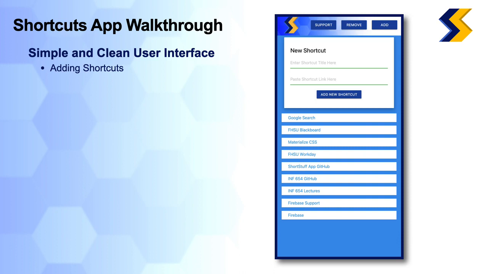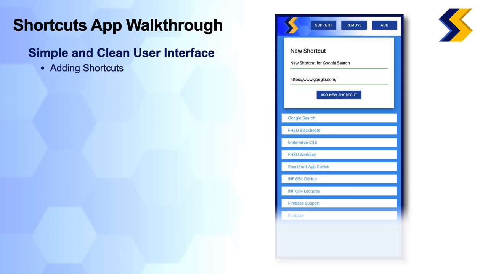ShortStuff stores all links in a NoSQL database called Firebase, which is backed by Google and works well with progressive web apps, or PWAs, which is the category of apps that ShortStuff falls under. Within the new shortcut form, enter a title and copy-paste a link in the other field. For this example, we add a link to the Google search page titled New Shortcut for Google Search. Next, we click the Add New Shortcut button to add it to the list.